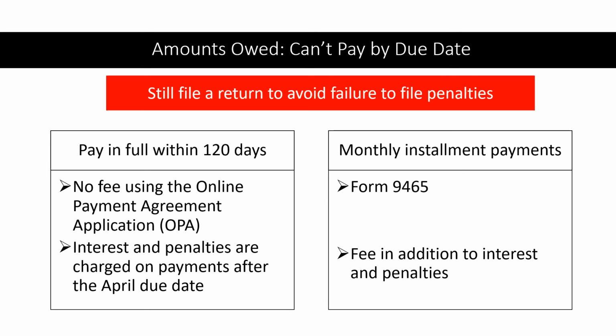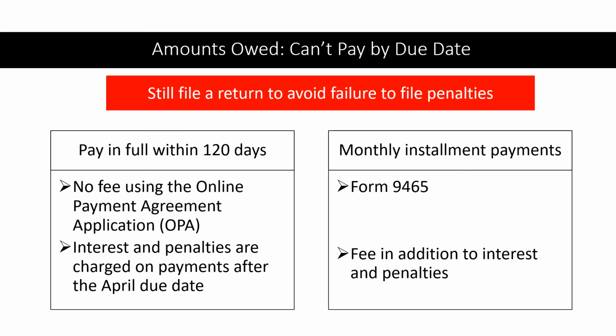They could also choose to do monthly installment payments. For instance, if they're not going to be able to pay within 120 days, then they would need to file Form 9465. And for that, there's a fee in addition to the interest and penalties. So there's no way, if you're not paying by the due date, to avoid those interest and penalties. They're just going to be there.